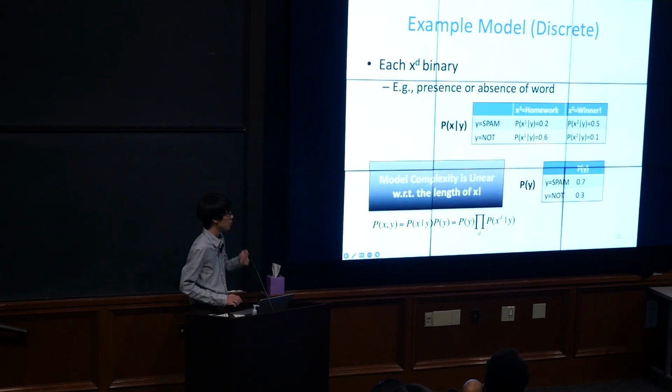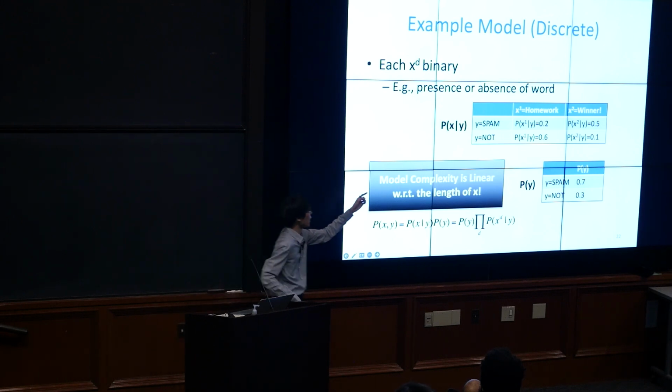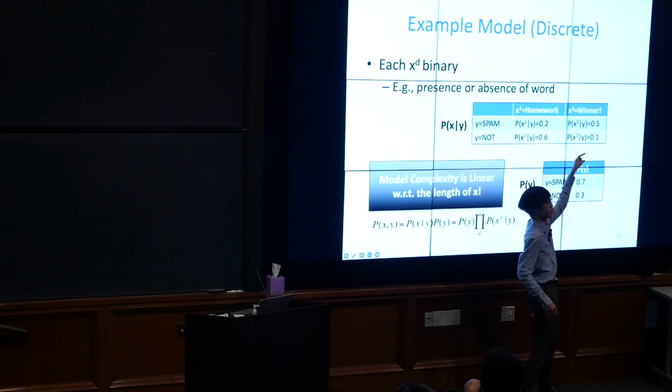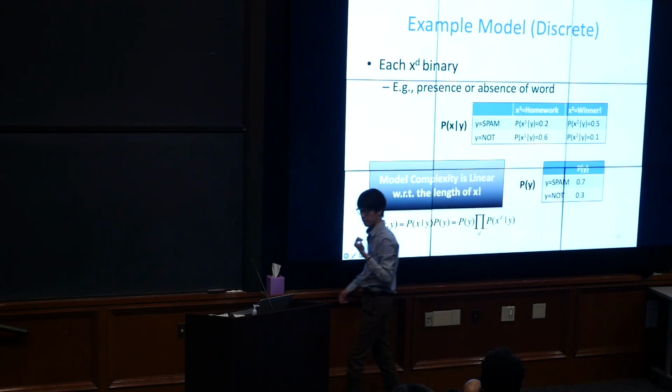Because these are just the values that we're storing, model complexity is now linear with respect to the length of x instead of exponential. Instead of having to cover every single combination, we're treating each x element independently. So you can imagine, we just add a column to this table every time there's a new x. It doesn't increase the number of rows.